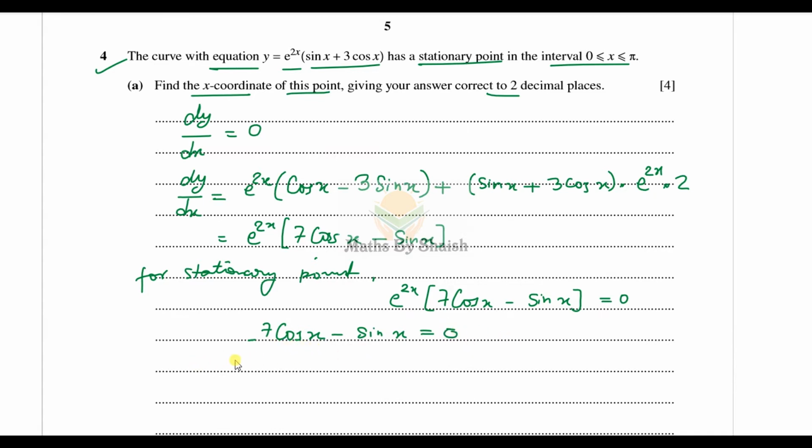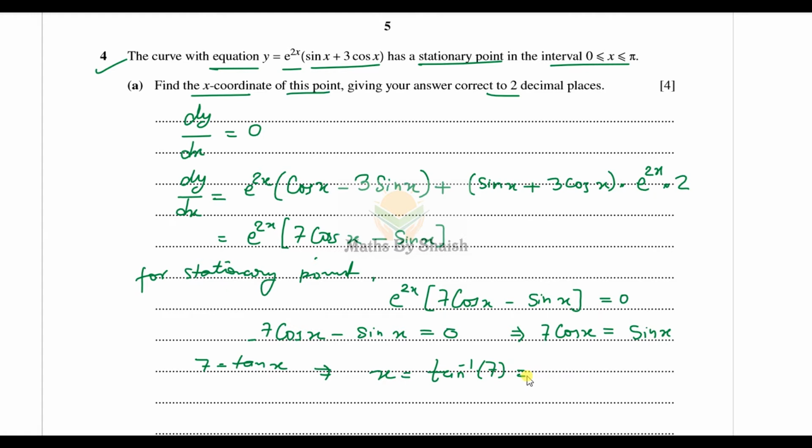We can see that they are sine and cos both, so we can make them a tan. For that I'll keep 7 cos x as it is, but transfer sin x to the other side, so it becomes plus sin x, and let's divide both sides by cos x, and we'll get 7 is equal to tan x. Hence x is tan inverse of 7, and we will get that from the calculator.